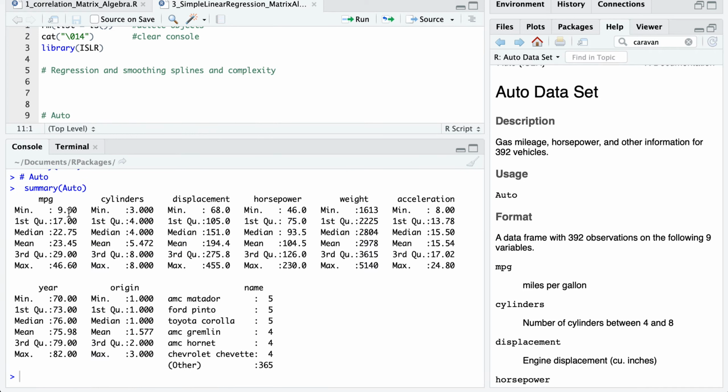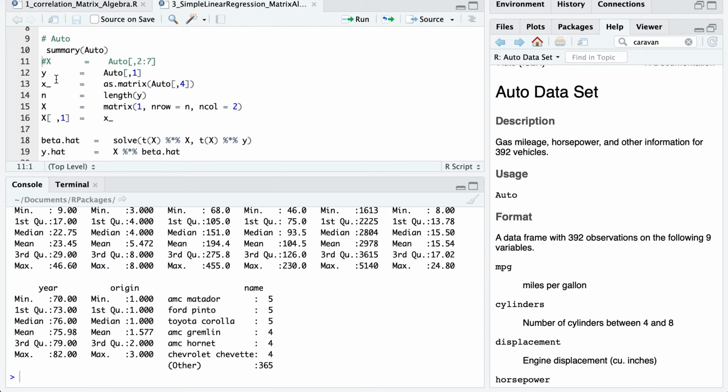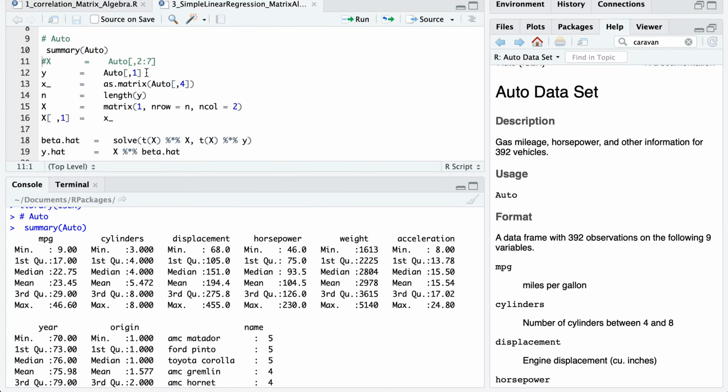A summary of it shows the summary of each of the predictors. And these are the cars we have, like Ford Pinto, Toyota Corolla, AMC, and there are 365 of them. Now the response here for us is the first column, which is the mileage per gallon. And for the sake of simplicity, we want to predict the mileage per gallon as a function of horsepower. So here we take the fourth column, which is horsepower, and place it in X.